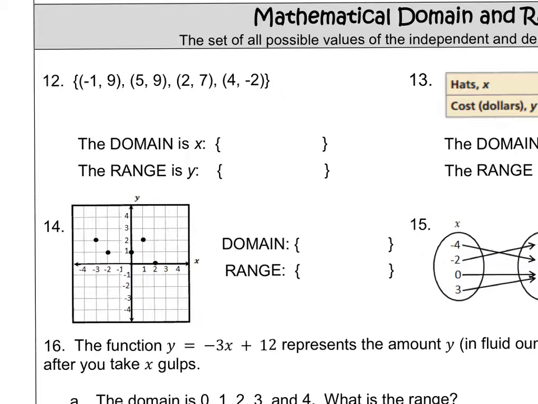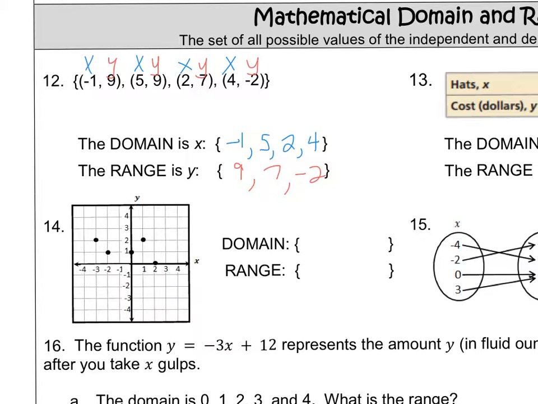ordered pairs are x comma y. So you can even write a little x and a y above each one. So go ahead and pause your video and write an x, y above each one, and then list the x values under domain and the y values under range, and then check back to make sure you got it correct.